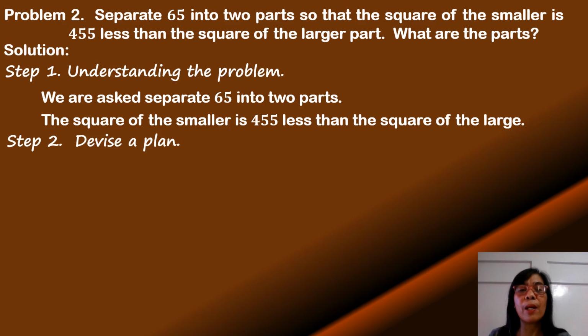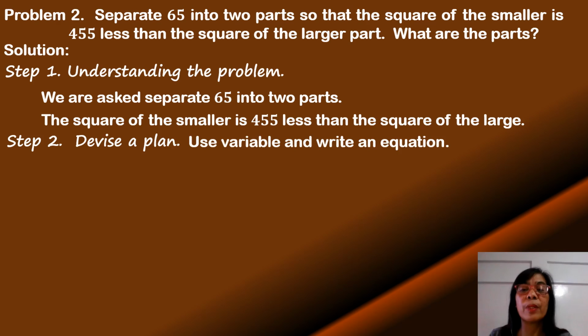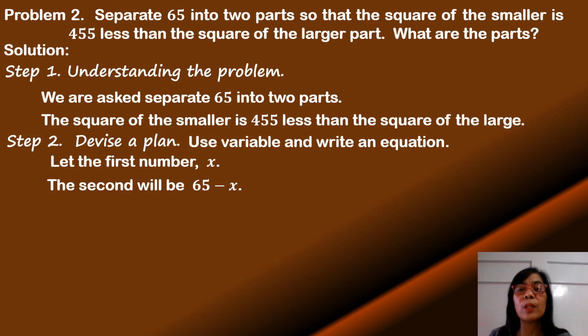Okay, so we devise a plan. Since this is a number problem, it is appropriate to use a variable to represent the unknown and write an equation based from the given condition. If we let the first part equal x, then the second part will be 65 minus x. And we have here the square of the smaller. Take note, in these two numbers, x and 65 minus x, we do not actually know which one is smaller or which one is larger. So you can choose any of these two as your smaller number.